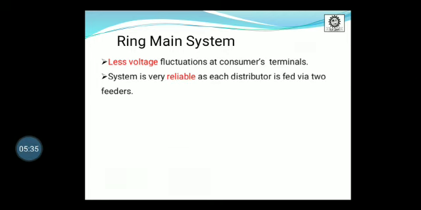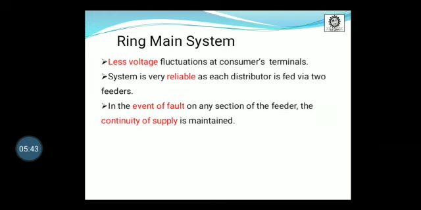The ring main feeder has the following advantages. There is less voltage fluctuation at consumer ends. The system is very reliable as each distributor is fed via two feeders. In the event of a fault on any section of the feeder, the continuity of the supply is maintained.